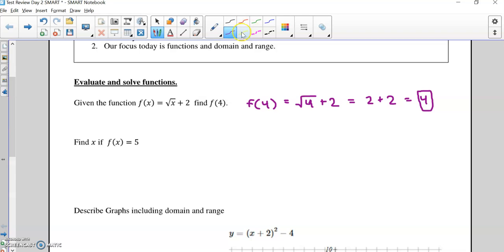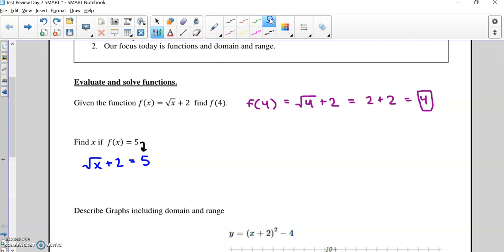Okay, and then for the next part here, f of x equals 5, and we want to find x. So notice how the problem itself looks different. It's worded different. That should be an indicator to you that we are doing something different. So this is where we take our f of x and set it equal to 5. This 5 came from the equation.